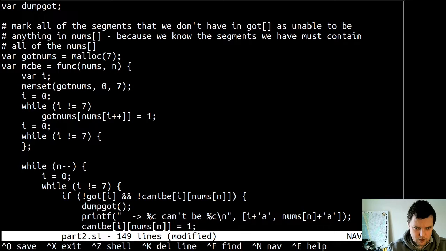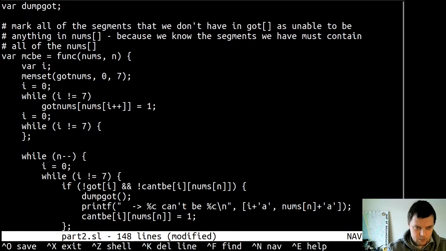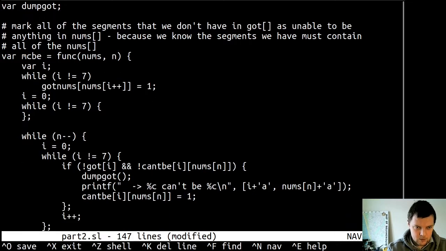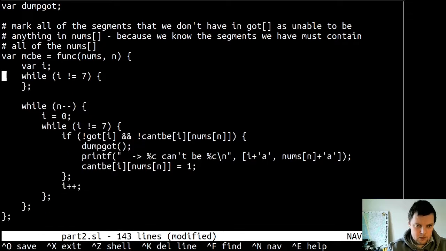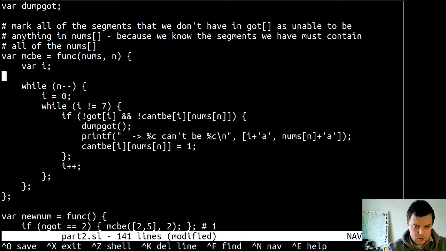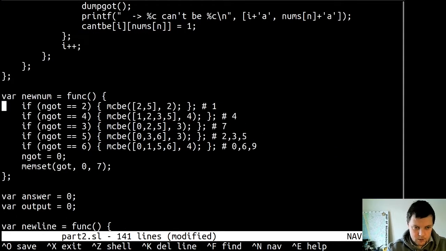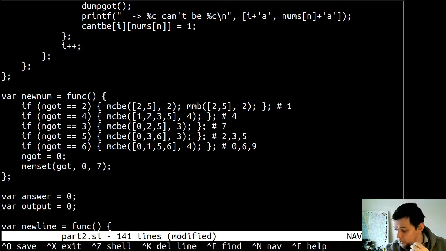Oh no, this is all wrong. Okay, disregard. We do need a separate function for this, because we'll have mark must be. So if we've only got 2 inputs, then the segments must be C and F.